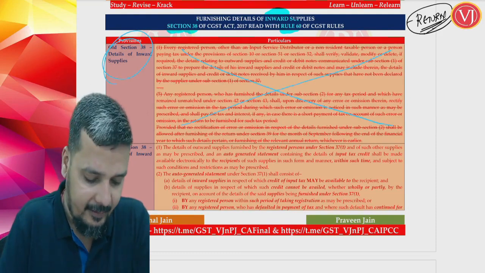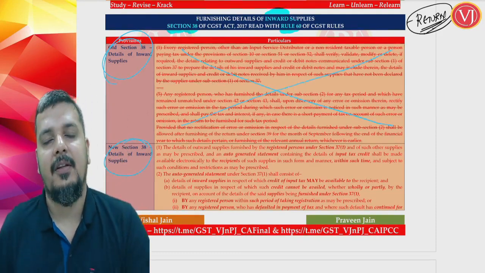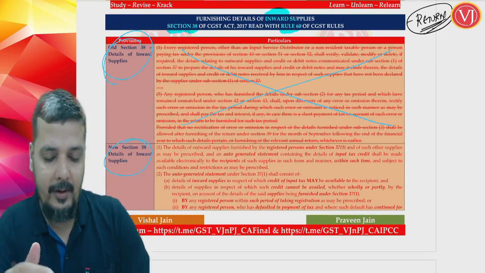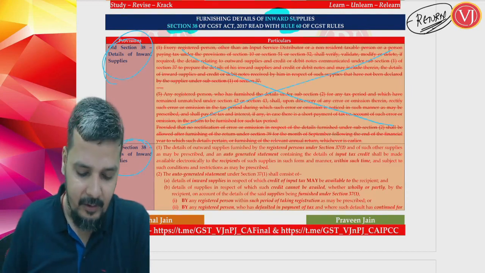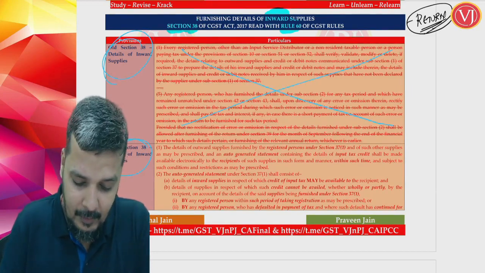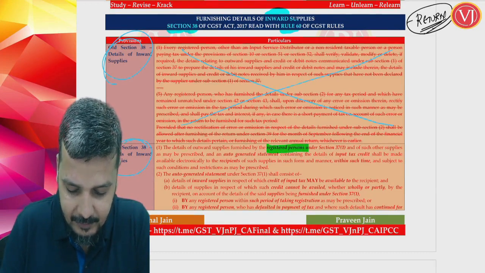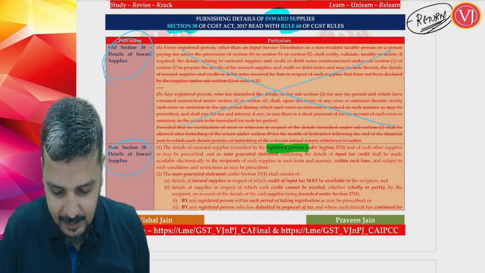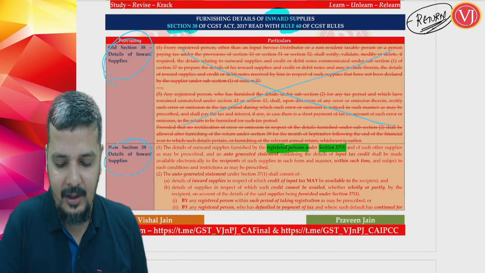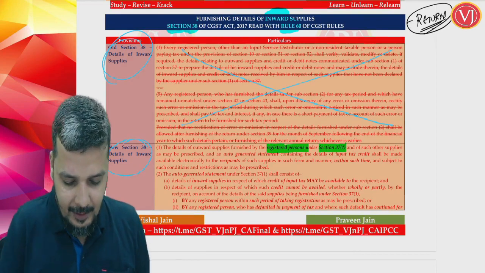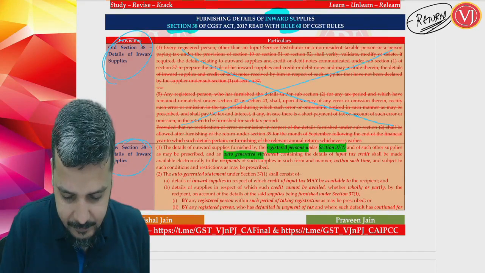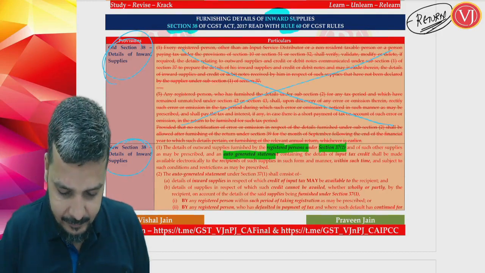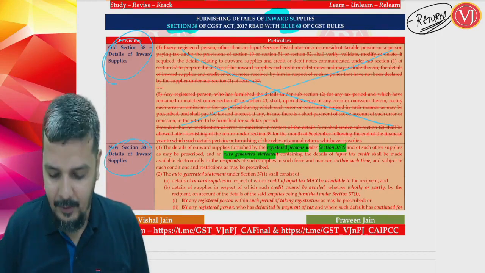Now, the old section 38 has been entirely omitted or replaced, and there is a new section 38. The old section 38 was talking about something that has been totally taken off. What is this new section 38 talking about? The details of outward supplies furnished by the registered person. So your supplier will file the outward supplies under section 37(1), which is GSTR1 or IFF, and you will get an auto-generated statement based on the supplier filing his GSTR1 or IFF or such other supplies.